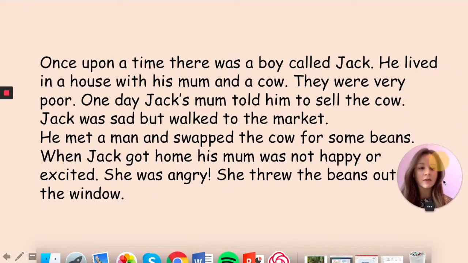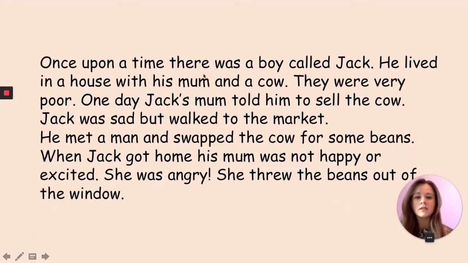So here's an example that I wrote earlier. Once upon a time there was a boy called Jack. He lived in a house with his mum and a cow. They were very poor. One day Jack's mum told him to sell the cow. Jack was sad, but walked to the market. He met a man and swapped the cow for some beans. When Jack got home, his mum was not happy or excited. She was angry. She threw the beans out of the window.